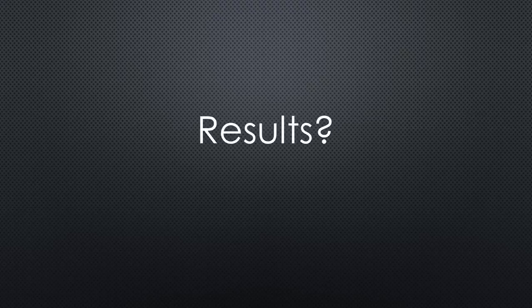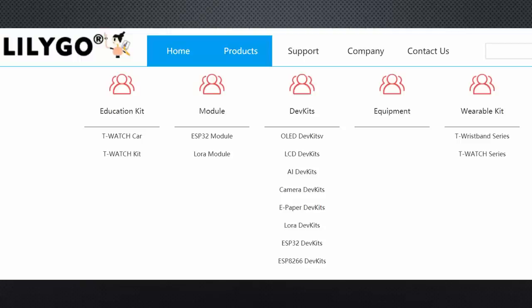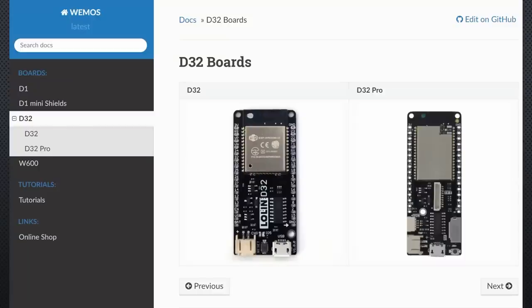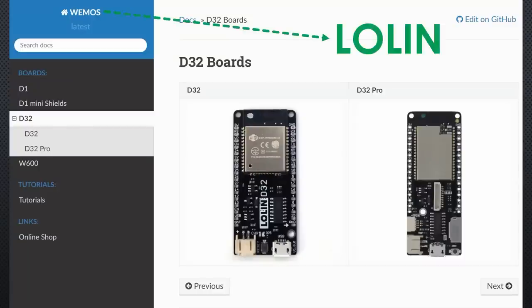What are the results of the investigation? The first one is obvious. Lilygo, with its TTGO brand, manufactures many boards, and only a few are from other manufacturers. One is Wemos with its Lolin boards.